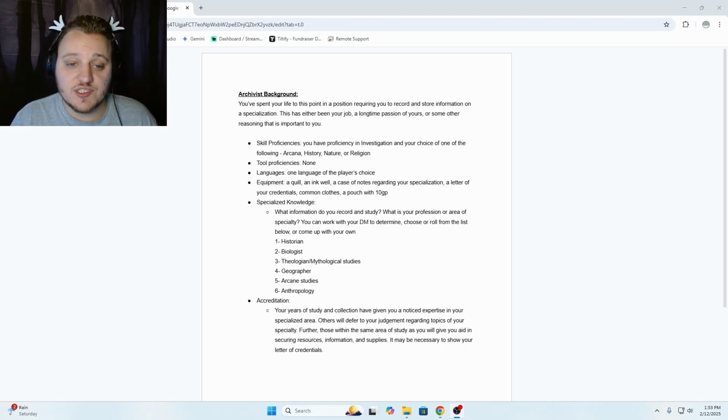Your skill proficiencies: you have proficiency in Investigation and your choice of one of the following: Arcana, History, Nature, or Religion. You have no tool proficiencies. You get to choose one language of the player's choice that you don't already know. The equipment that you have at start is a quill, an inkwell, a case of notes regarding your specialization, a letter of your credentials, common clothes, and a pouch with 10 gold.